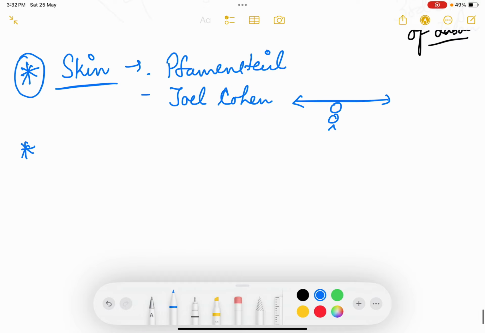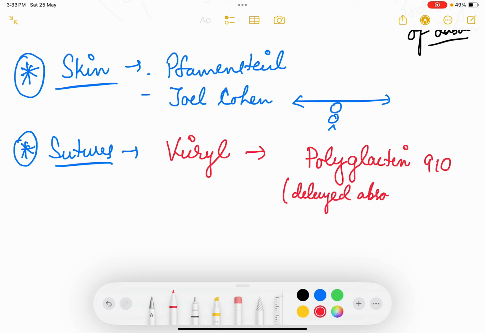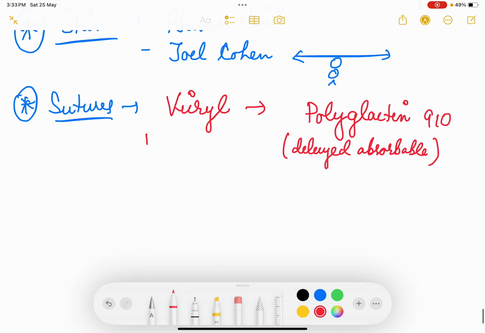Now coming to sutures, what sutures do we generally use in Caesarean section? The suture material most commonly used is Vicryl suture. Vicryl is actually polyglactin 910 suture. Polyglactin 910 is a delayed absorbable suture because it absorbs very slowly in the body. Number 1 Vicryl suture is utilized for suturing the uterus.